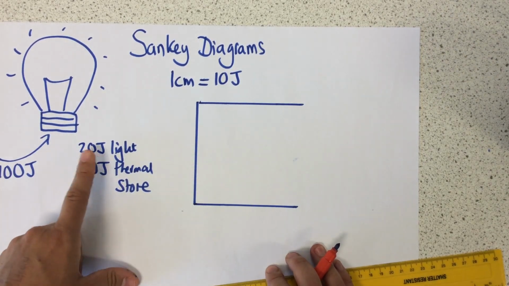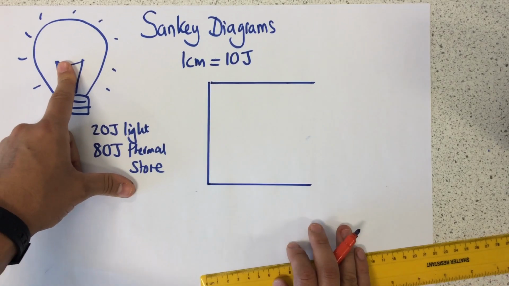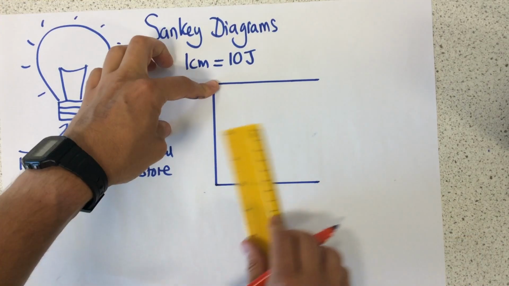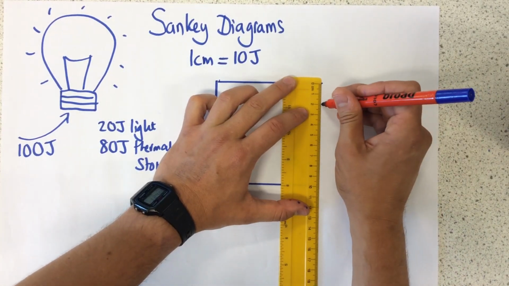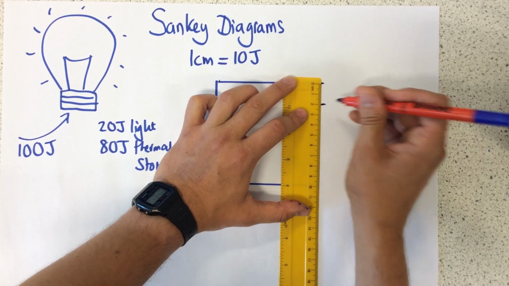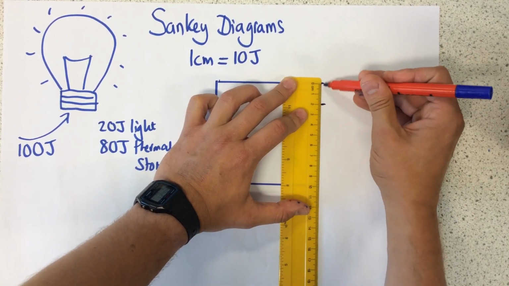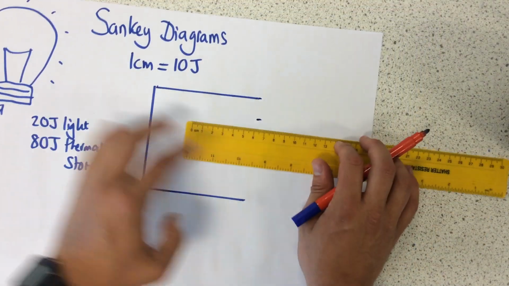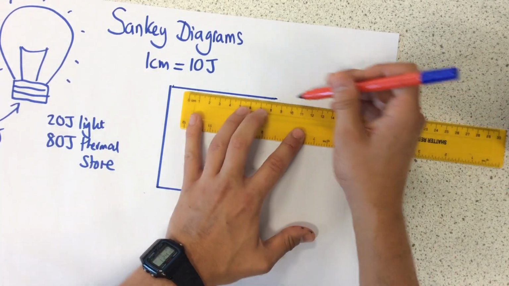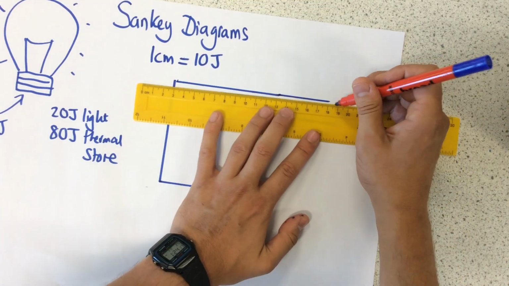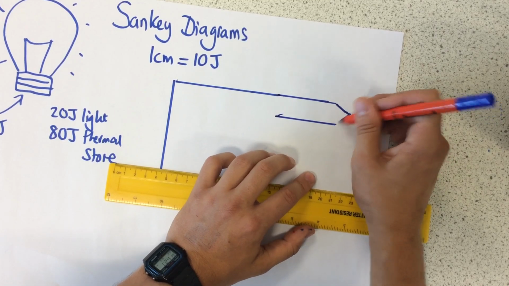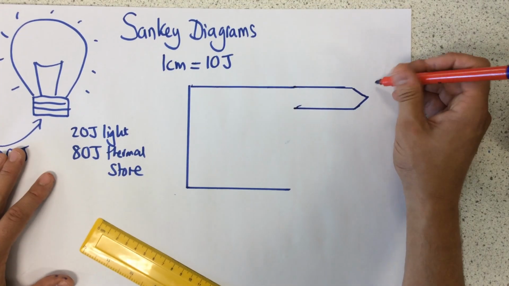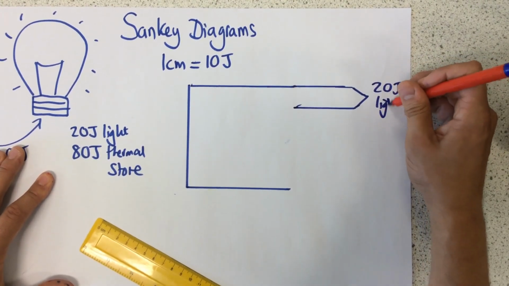So if my useful energy, my light, that's the thing I actually want out of my device, is 20 joules, and each centimetre is 10 joules, the thickness of this line is going to be 2 centimetres. So this is the bit that's important, the thickness of that. That is 2 centimetres, which represents 20 joules. I'm then going to draw that going forwards a bit. Again, the length does not matter. I'm not even bothering to measure it with my ruler. The length does not matter here. It's only the width that matters. So that is my useful energy. That is my 20 joules of light.